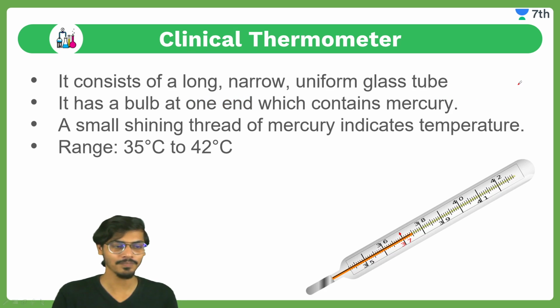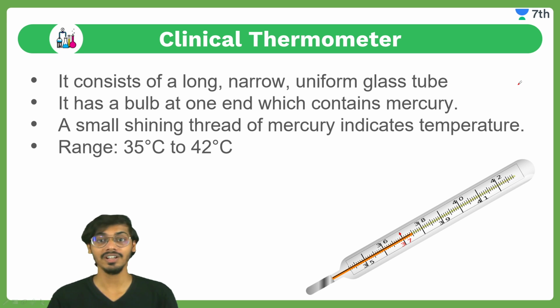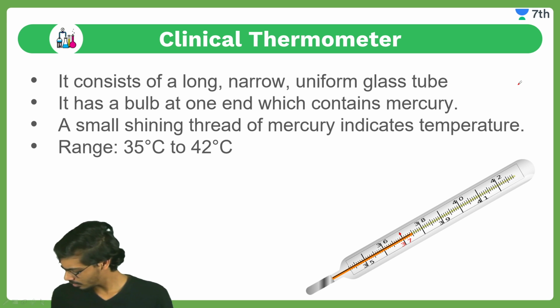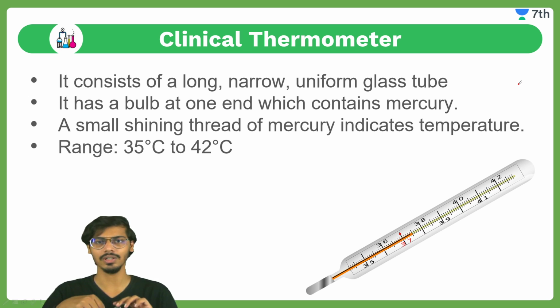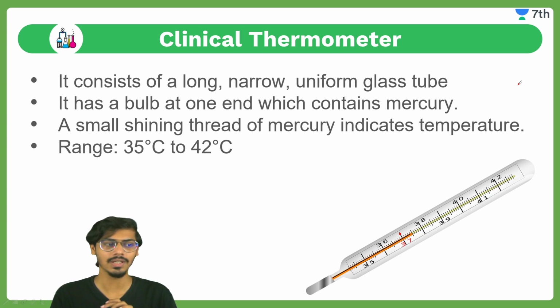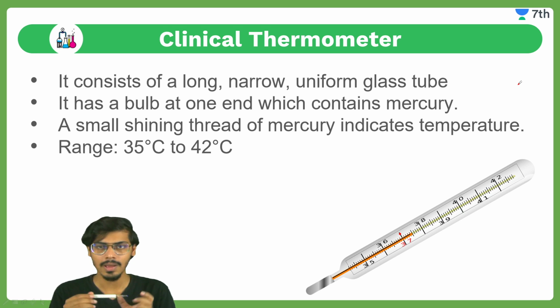We use a thermometer to measure heat and temperature. So there are different types of thermometers. So let's look at what a thermometer is made up of. Okay. So I have a thermometer over here actually. Can you see this? This is a thermometer. And you can see that it is made out of a long, narrow, uniform glass tube.